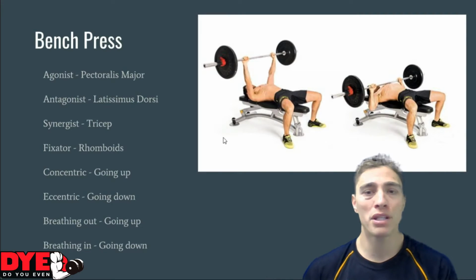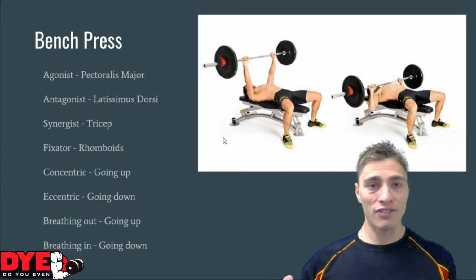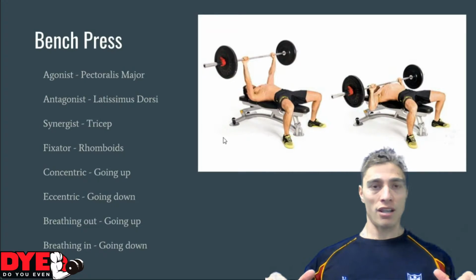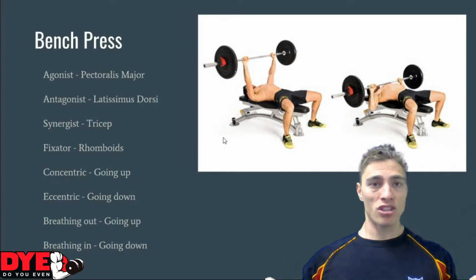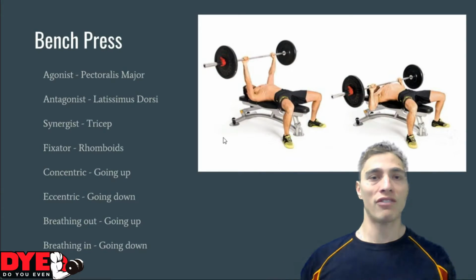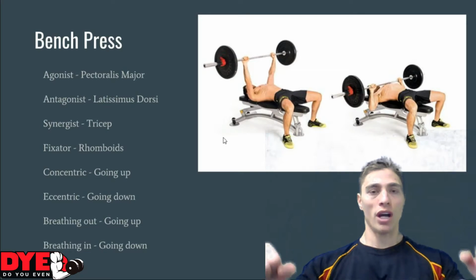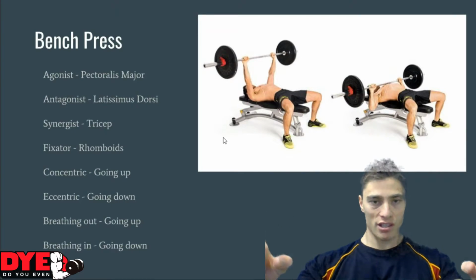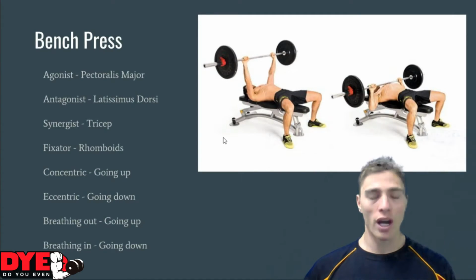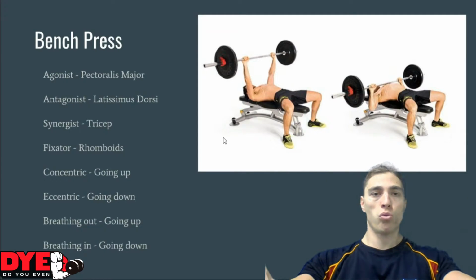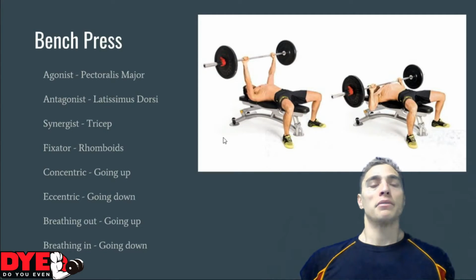For correct bench pressing technique, you need to activate your shoulder blades so you're in a nice, strong, fixed position, so then you can bench press safely and correctly. And that's what they do. Concentric, going up, that's the working phase. Eccentric, going down. So when you're going up, you breathe out. Coming down, breathe in.